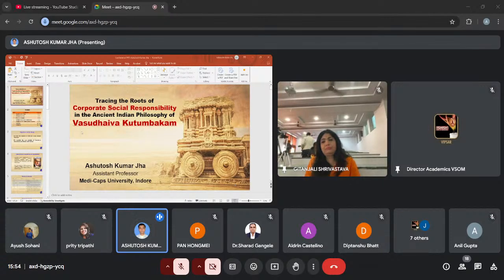Now coming to the modern definition of CSR. There are three pillars of modern CSR: first is environmental sustainability, second is social responsibility, and third is governance. These three pillars are very correlated with the concept of Vasudhaiva Kutumbakam. The concept of Vasudhaiva Kutumbakam speaks of sustainability and responsibility, which is also given in CSR.